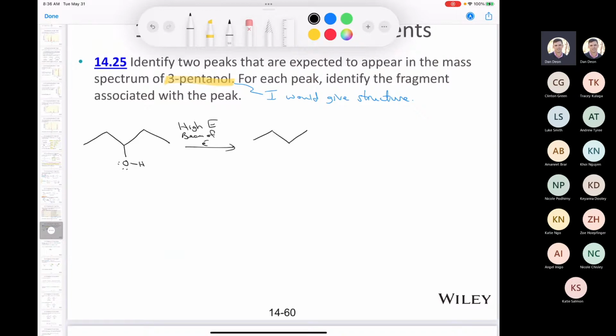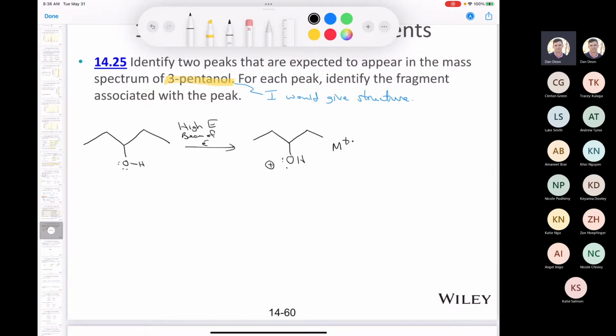So remember, we're going to lose one of the electrons off of the oxygen. What happens when you lose an electron? You end up with a positive charge. Okay, so there's our radical cation, and this would be our molecular ion. So molecular ion. And what would be the mass of this? You know, what's the mass over charge?